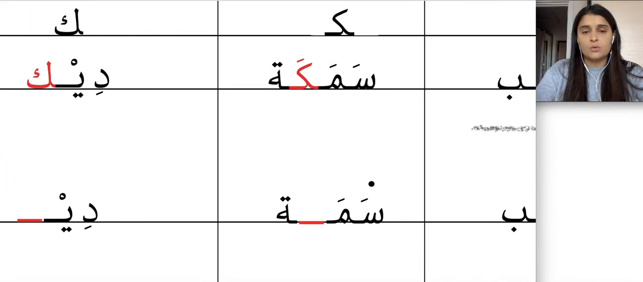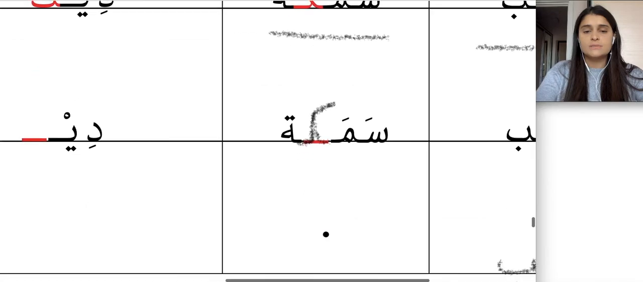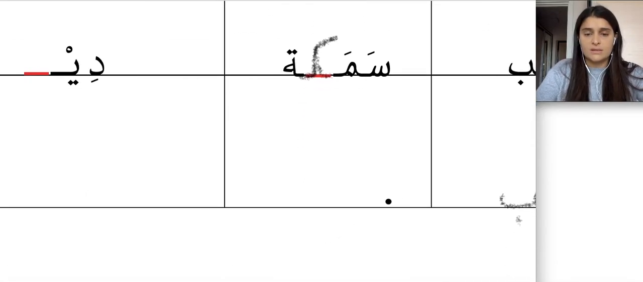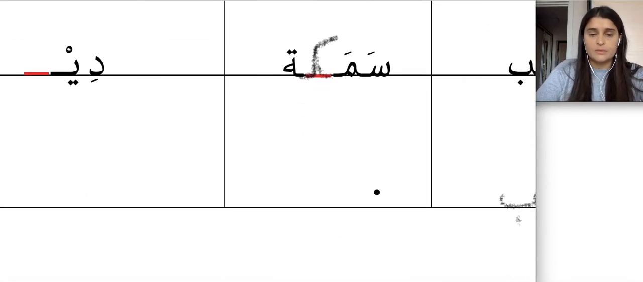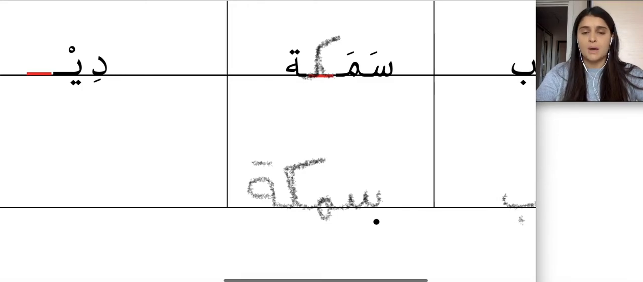In the middle of the word, we have the word Samaka, which means fish. Here we have a missing letter Kaf in the middle of the word. And now let's write this word by ourselves. This is letter Sin. You already know this letter. Letter Kaf, and ta marbuta at the end. So this is Samaka.